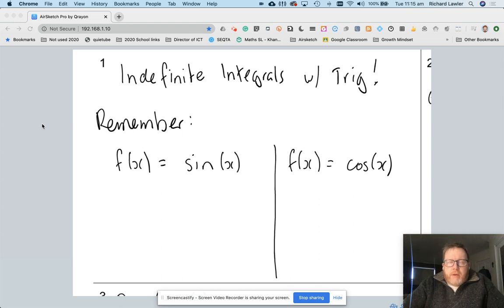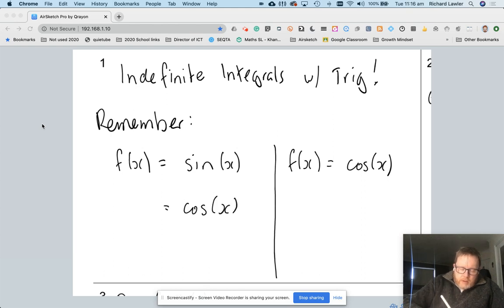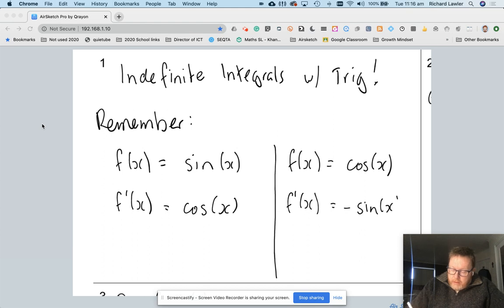Hiya, in this video, we're going to have a look at integrals with respect to trigonometric functions. Let's just do a quick reminder of what the derivative of sine and cosine are. If we start off with f of x equals sine of x, the derivative of that is cosine of x, so f dash of x equals cosine of x. If f of x equals cosine of x, then the derivative is equal to negative sine of x.